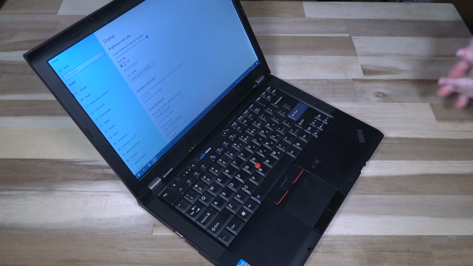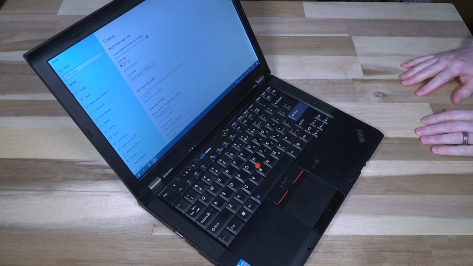You're strapped for cash, you need a good computer. The 410 is still going to do you A-OK, especially if you can load a copy of Windows 10 on it, or Linux, any kind of modern operating system.